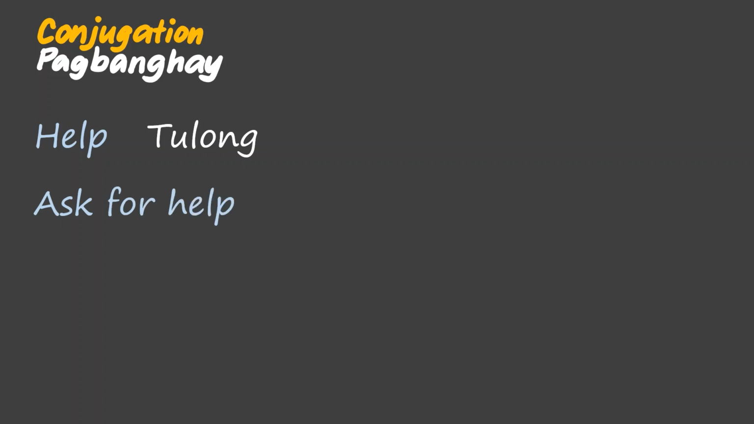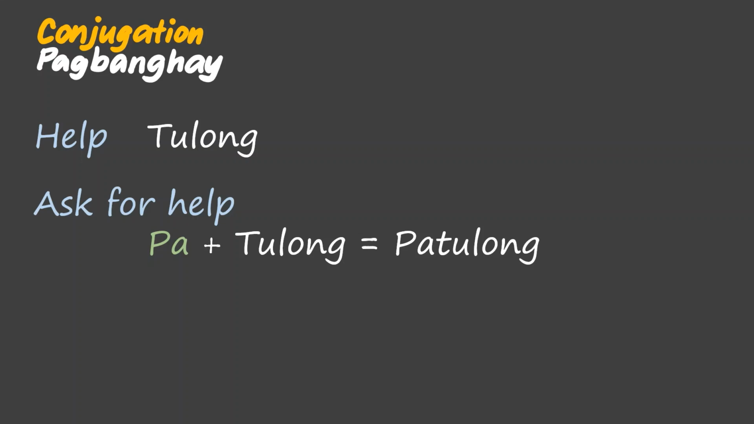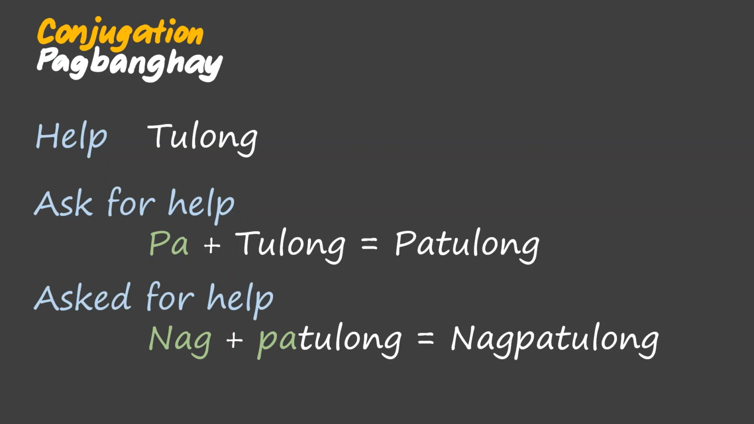Let us look at another new rule for conjugation or pagbanghay. We will start with the root word help or tulong. To say the phrase ask for help, we say pa, the prefix, plus tulong, patulong. To do the past tense, asked for help, we use the prefix nag plus patulong, nagpatulong.